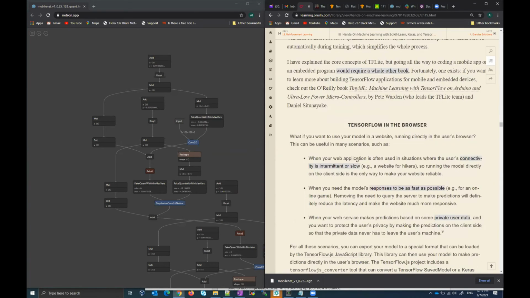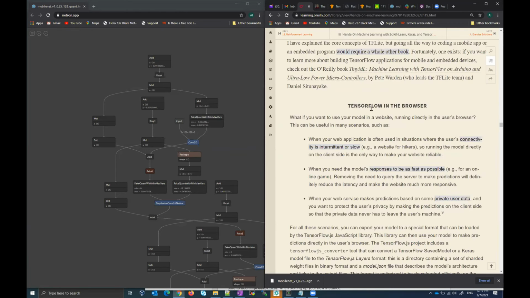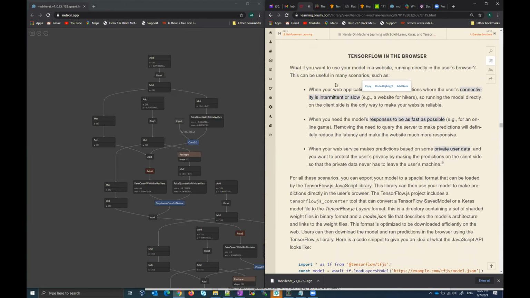Then he talks about doing TensorFlow in the browser. For this, the TensorFlow JavaScript library is used, and it has some benefits. For example, you have somebody connected very far away or remotely, or with a slow, intermittent, or bad connection to the internet.